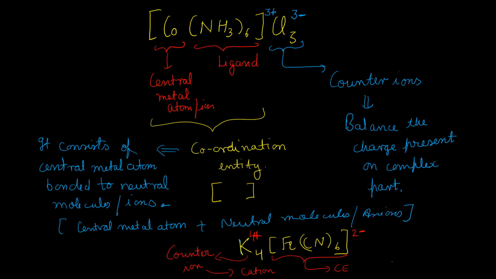So the counter ion can be an ion, it can be a cation. Similarly, the coordination entity part can also have positive charge or negative charge. If the complex part has positive charge over it, this coordination entity part has positive charge over it, then such types of complexes will be called cationic complexes.